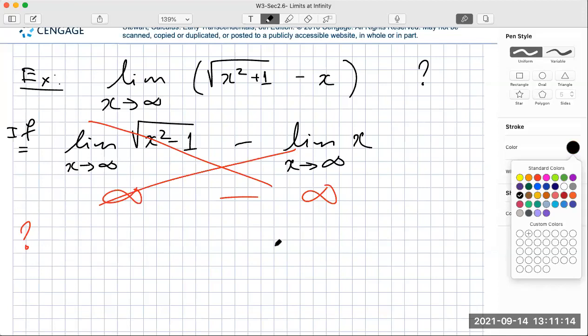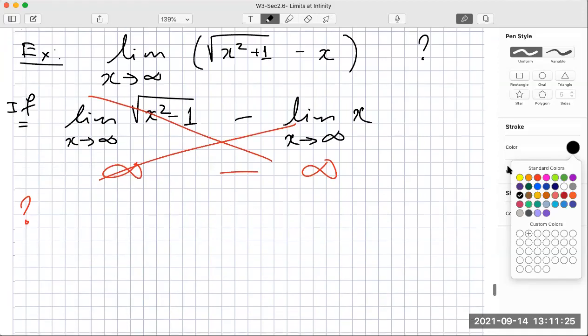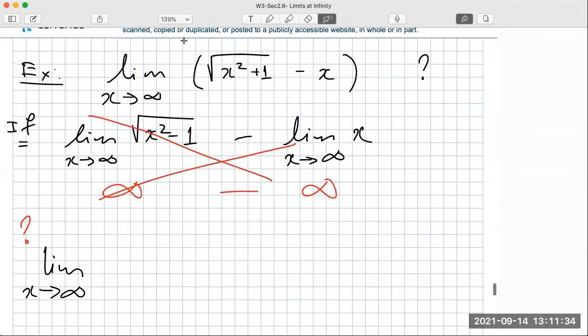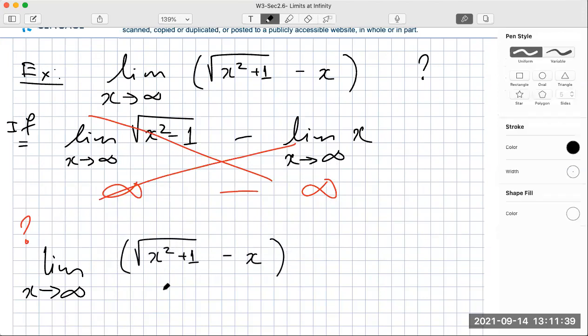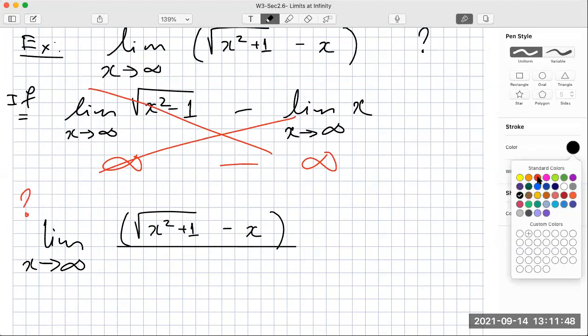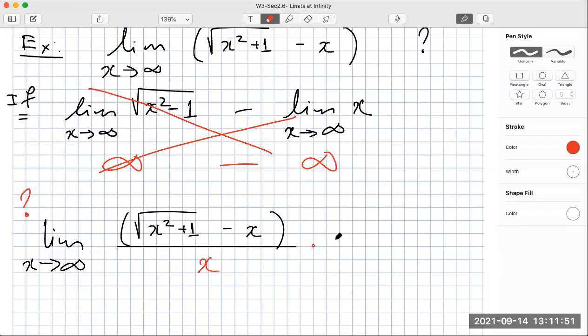And what is the highest power of this? 1. But if we divide by x to the 1, what do we have? So if we divide this guy by x, then we must multiply by x, right? We must multiply by x again. Then we still don't know.